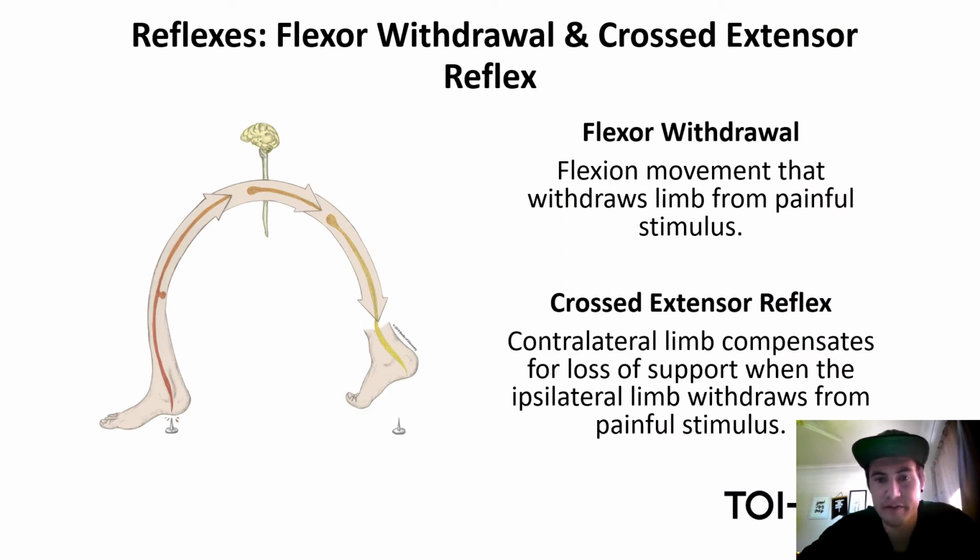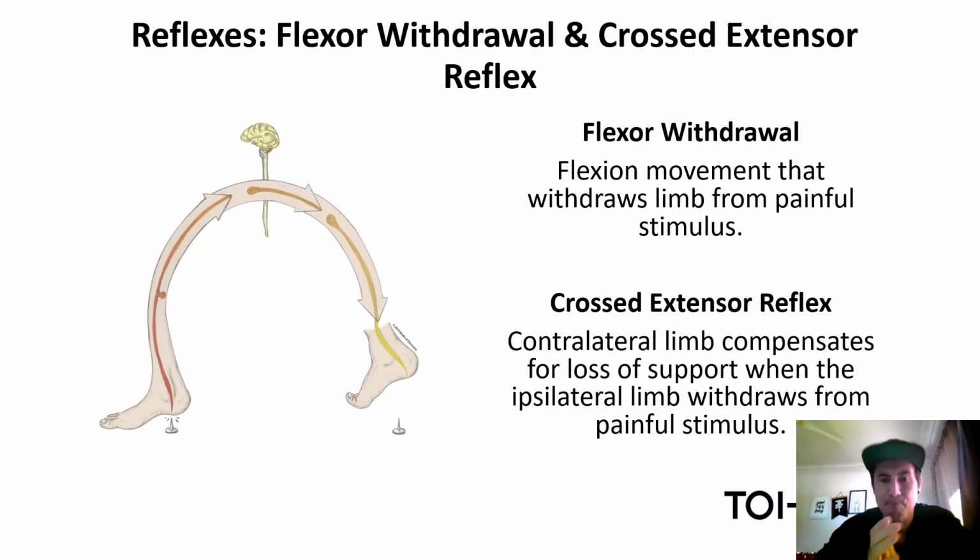Reflexes. So we're going to look at some reflexes. Reflexes are subconscious contractions of muscle in response to certain types of stimulus. An example would be the flexor withdrawal reflex, which is a flexion contraction of a muscle that withdraws a limb from a painful stimulus. So if you touch something sharp or hot, your muscles will contract to create a flexion to move your body away from that harm.